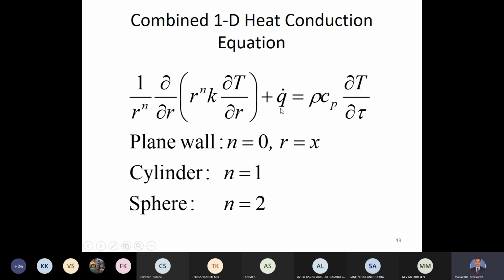Q dot is the heat generation term, and for the present case we are considering this will be 0, and it is a steady state, so dou t by dou tau will also be 0. So for this case we can cancel these two terms. There is no generation and no transient. So only this one will remain, and in this one, k is a constant. So k can be brought outside.